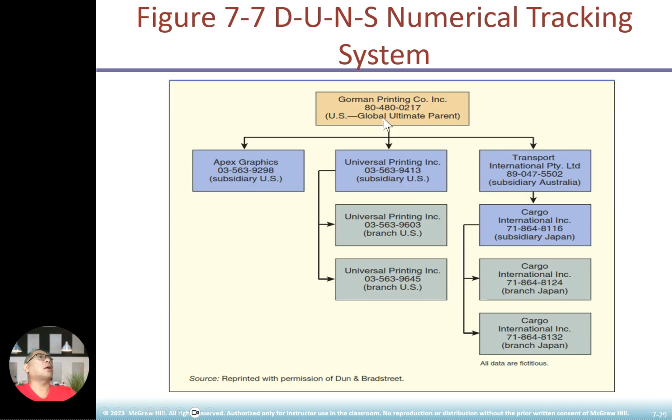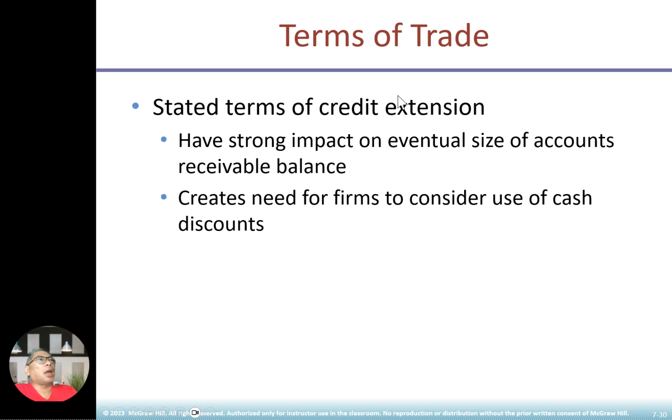Okay, in terms of a printing example here, this is the DUNS numerical tracking system from Apex Graphic, Universal Printing. You can all see here Brown in the US, as well as Cargo Transfer International PTY in Australia, and all its subsidiaries in Japan. So it has been printed based on the DUNS system.